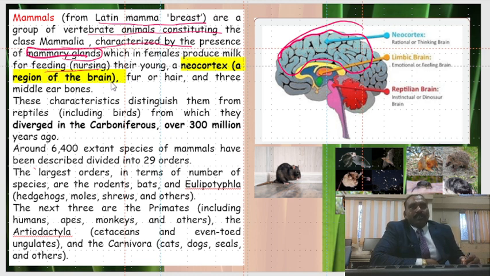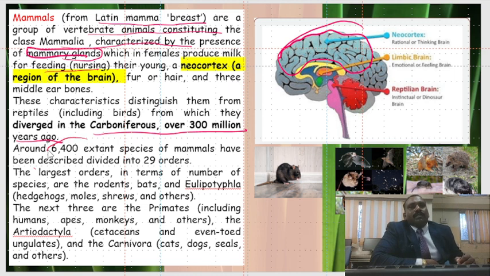The neocortex region, and the ears with three middle ear bones, are characteristics that distinguish mammals from the reptiles, including the birds, from which they diverged in the Carboniferous over 300 million years ago.